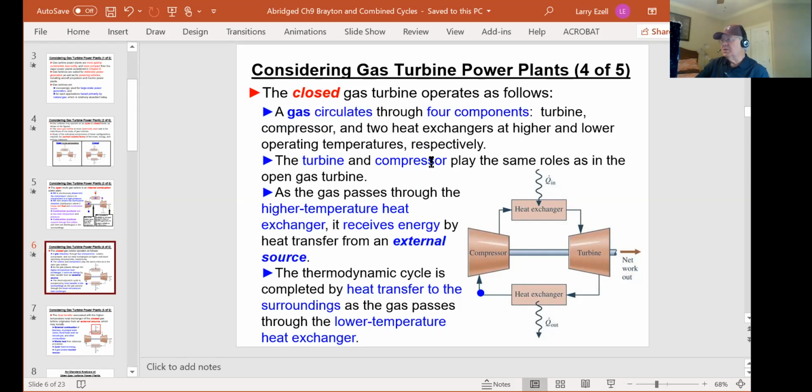The turbine and compressor play the same role as in the open gas turbine. As the gas passes through the higher temperature heat exchanger, it receives energy from heat transfer from an external source. That is combustion, that's the way they're talking about. The thermodynamic cycle is completed by heat transfer to the surroundings as the gas passes through a low temperature heat exchanger.